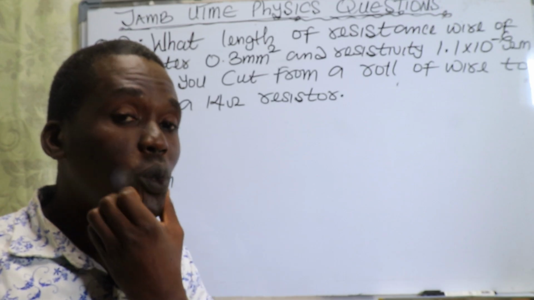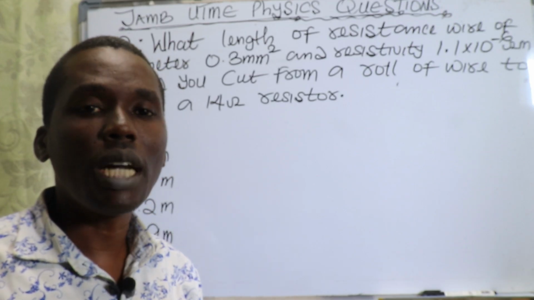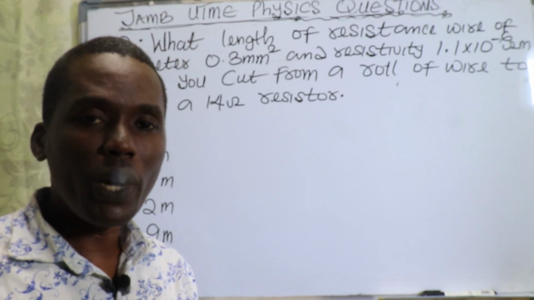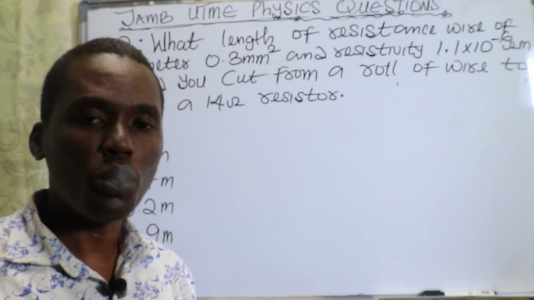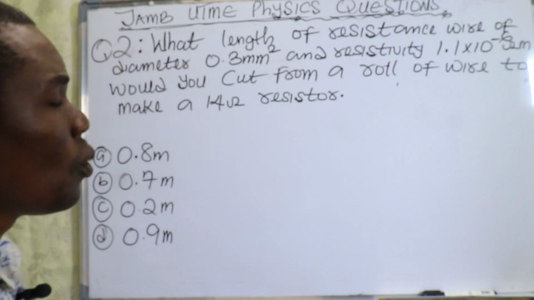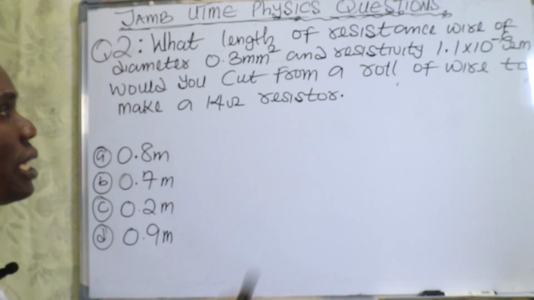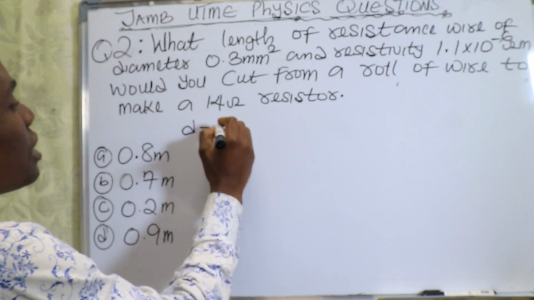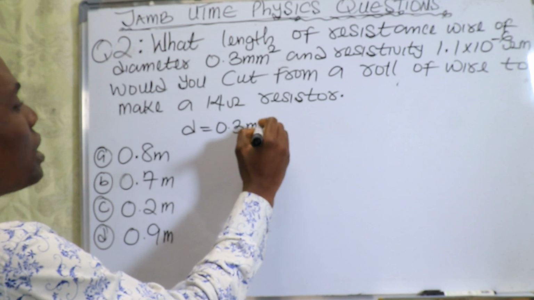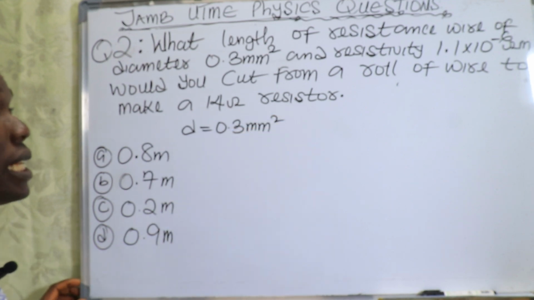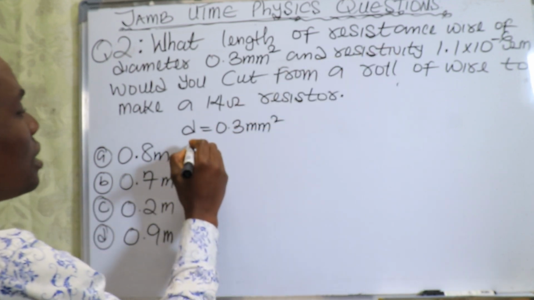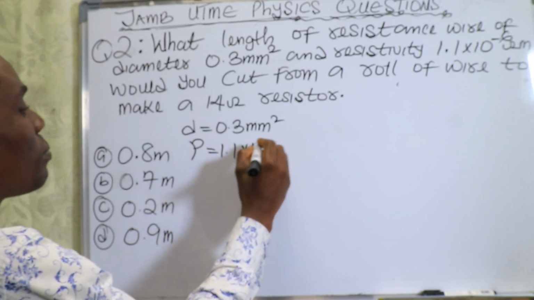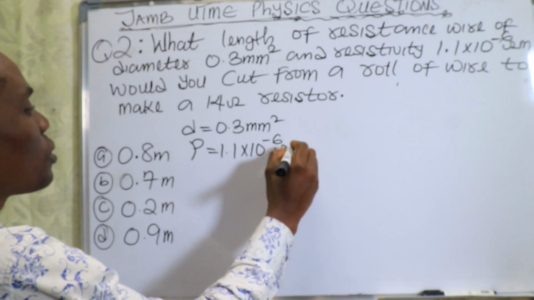Now the first thing wey you go do, if they give you any question for JAMB, the first thing you go ask yourself be say, what I dey look for, what dem give me, and which formula I go use. So the first question we go ask ourselves, what dem give us. The first thing wey dem give us na our diameter D. They tell us say our diameter na 0.3 millimeter. Another thing wey dem give us na resistivity. They say the resistivity na 1.1 times 10 to the power of -6 ohm meter.